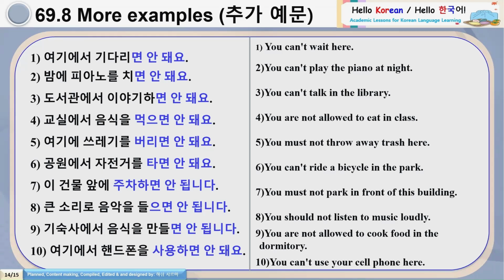Now let's see a few more examples. You have to do tarahada. I will read. You have to repeat with me. Let's start from number 1. 여기에서 기다리면 안 돼요. Repeat with me once again. Say 여기에서 기다리면 안 돼요. 네. Number 2. 밤에 피아노를 치면 안 돼요. Number 3. 도서관에서 이야기하면 안 돼요. Number 4. 교실에서 음식을 먹으면 안 돼요. Number 5. 여기에 쓰레기를 버리면 안 돼요. Number 6. 공원에서 자전거를 타면 안 돼요.